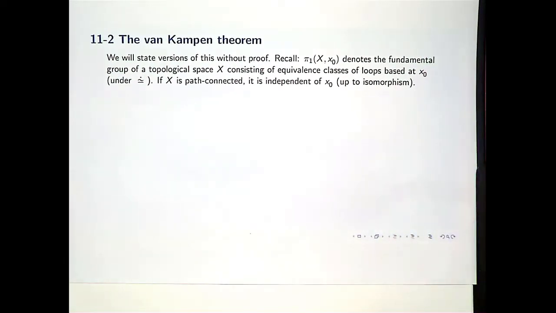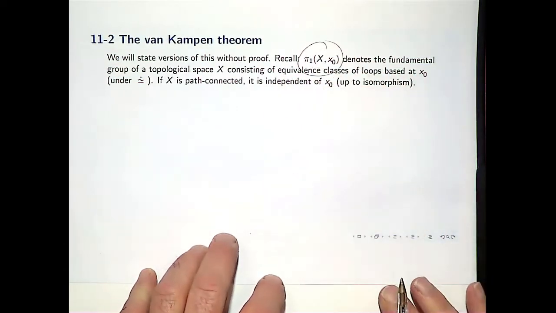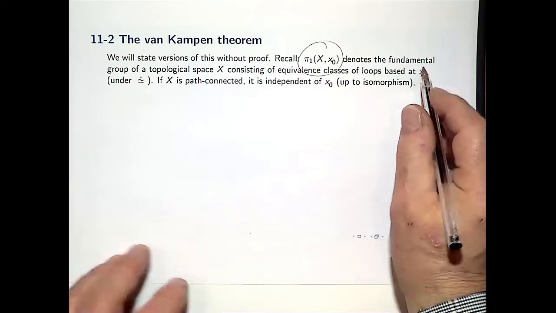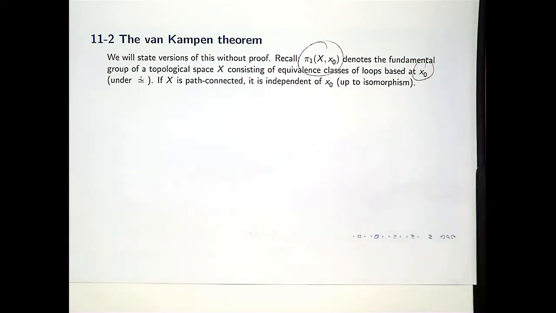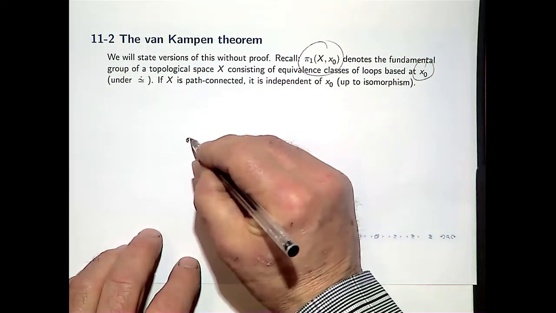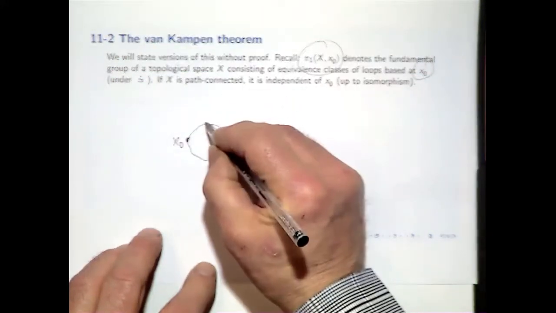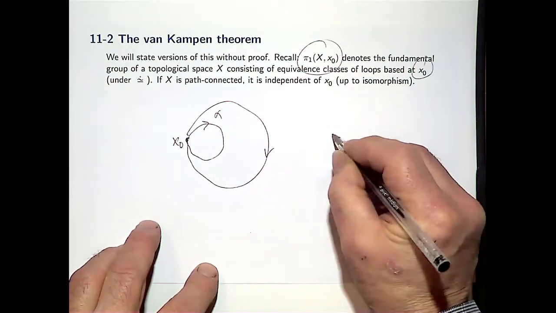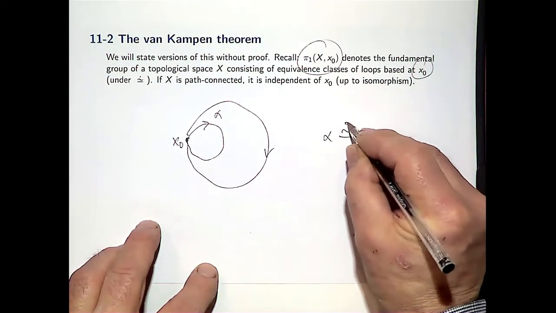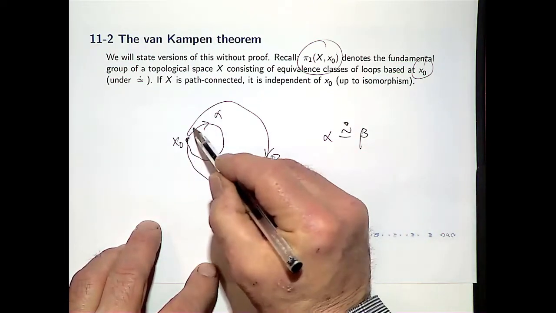So just to remind you, we're talking about the fundamental group of a topological space. Strictly speaking, if we want to define that properly, we have to fix a base point. And that gives us an equivalence relation on loops, because we know that two loops starting and ending at the base point are said to be equivalent or homotopic as loops if we can deform one to the other.